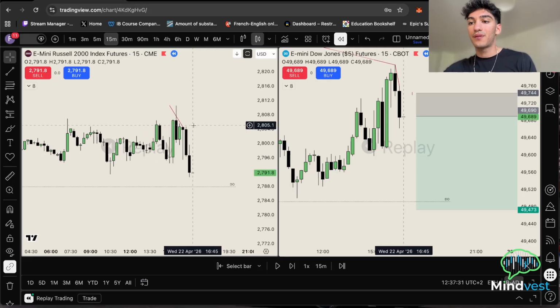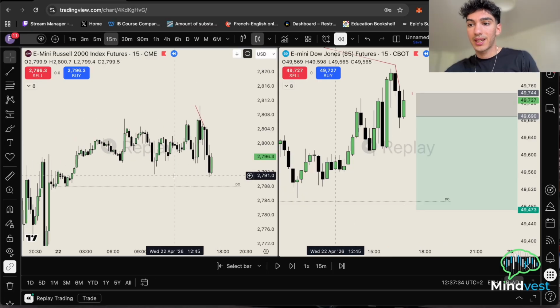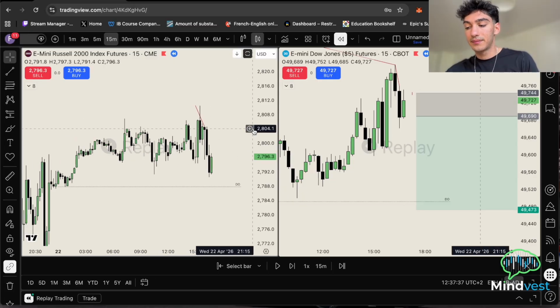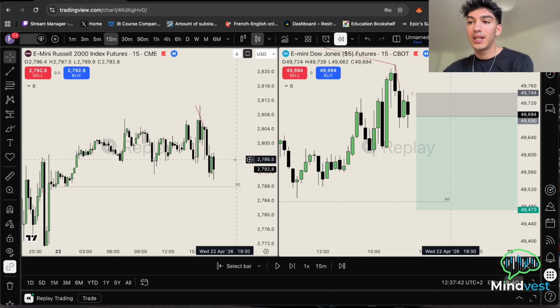Okay, and if I see this candle here, there's nothing yet. We've just taken out the slow and we're trading kind of higher. Okay. Now this candle here is what I'm looking at.